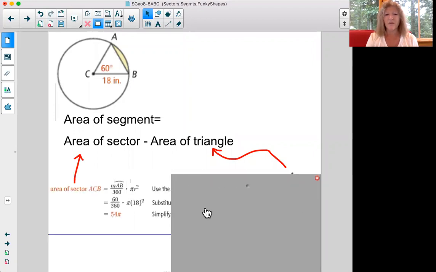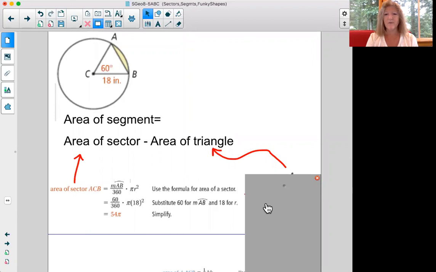In order to find the area of the sector, I remember that the area of the sector is a fraction of the whole circle. What fraction? Central angle is the same measurement as the arc, so 60 over 360 is my fraction, times the area of the whole circle, pi r squared, where r is 18. And when you plug it in, you get the area of the sector over here in red.